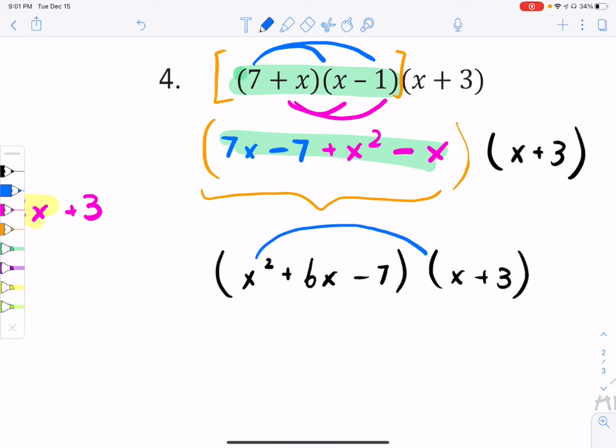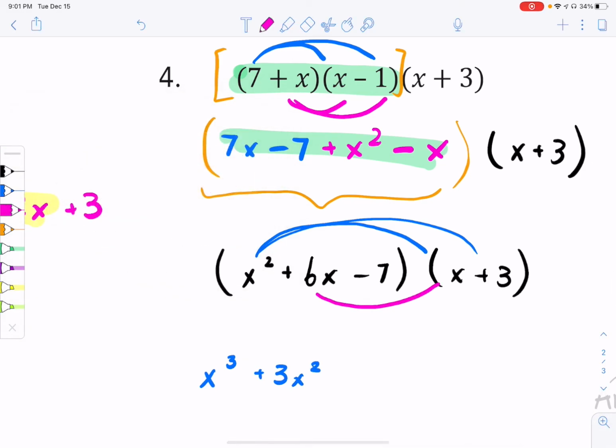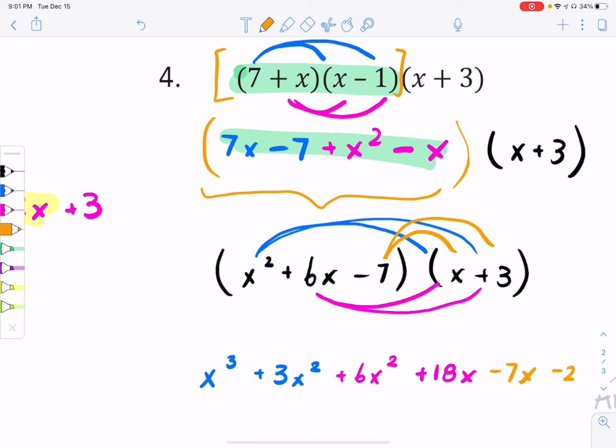So I'm going to start by doing x squared times x, which is x cubed, x squared times 3, which is 3x squared. Then I do the next term. 6x times x is positive 6x squared, and 6x times 3 is positive 18x. Negative 7 times x is negative 7x, and negative 7 times 3 is negative 21.